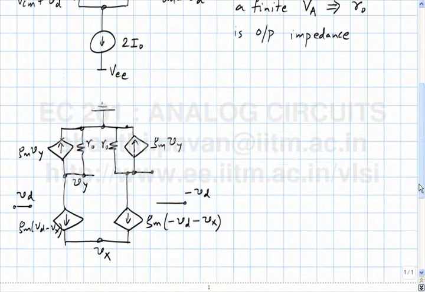Now, what all do we need to find? We need to find, obviously, our interest is in finding the incremental output voltage, V out. Isn't it? So now can you help me figure out how will I go about finding V out in terms of Vd? Okay, what all unknowns do we need to find? We need to find Vx, Vy and V out. So would you go about finding Vx first or Vy first?